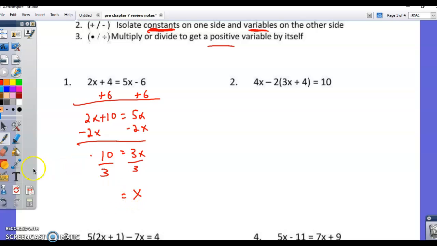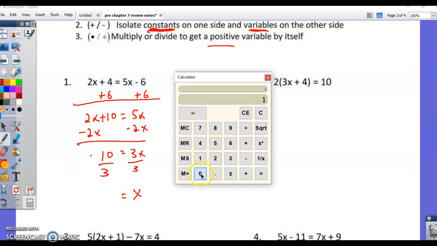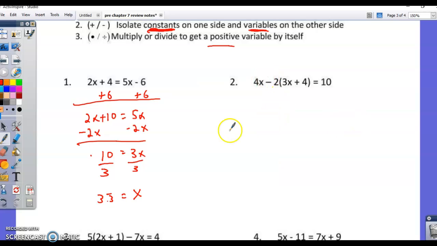So x equals, and we can change it to a decimal, 10 divided by 3 would be 3.3 repeating. Or you can just leave it as 10/3. Either way. All right, so problem number 2. Again, pause these as you go, and then you can watch me work through them.